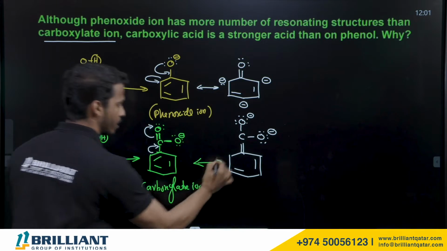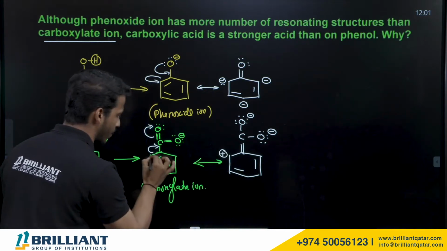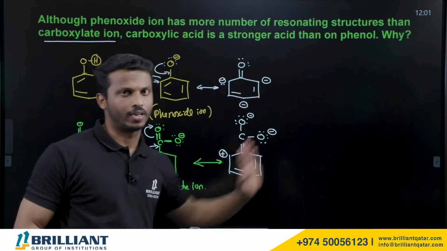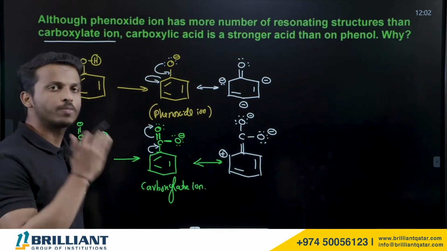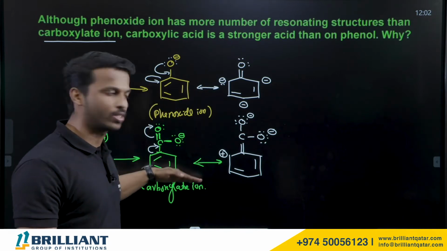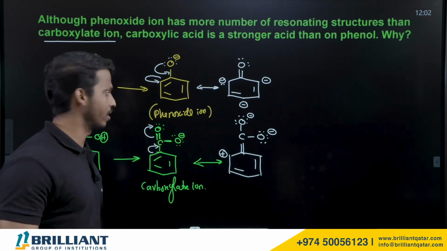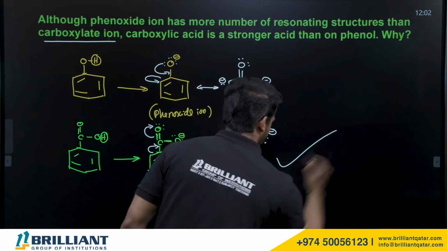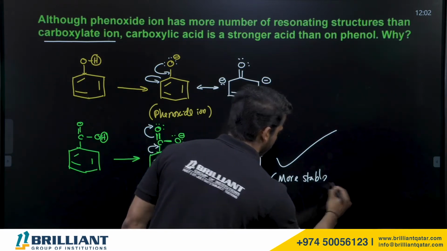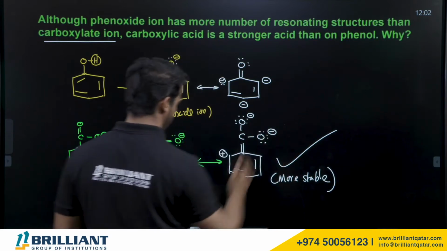This is the compound. Where is the positive charge? Here, because from this carbon, electrons are lost. Here also you will get 5 resonating structures. Which is more stable? That's my question. Whether phenoxide ion or carboxylate ion, which is more stabilized? Let me tell you, this is more stable. Its resonating structures are more stable, dear student, compared to phenoxide ion.